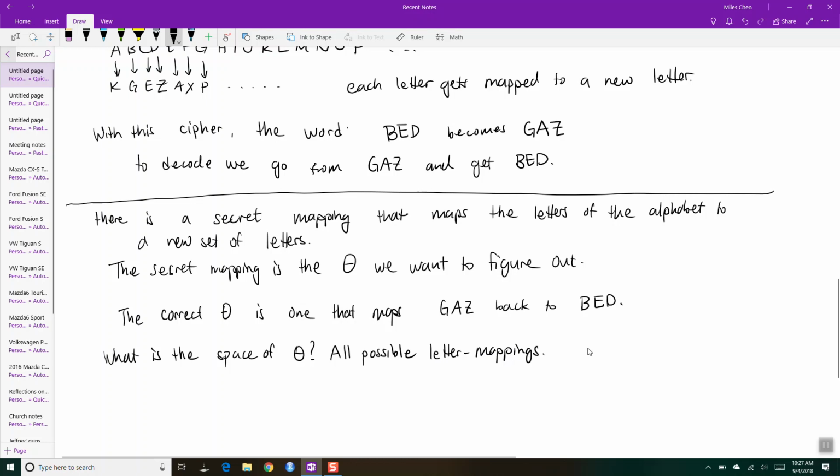Okay, and so how many are there? 26 factorial, right? This is 26 factorial mappings. A could be mapped to any of the other 26 letters, and then B can be mapped to the remaining 25 letters, all the way down to Z. So there's 26 factorial mappings, which, let's ask, what is that? It's a big number, right?